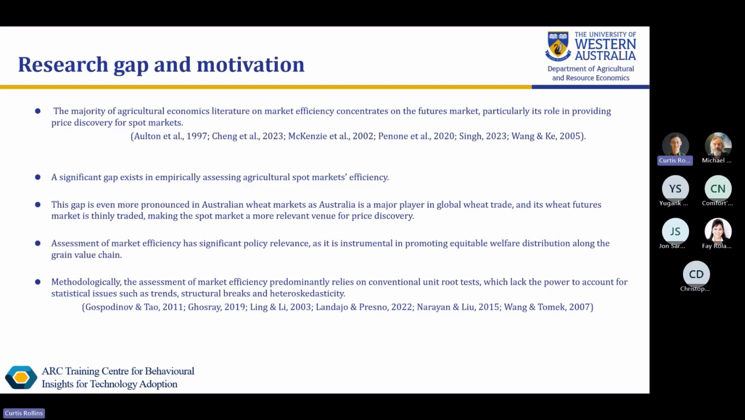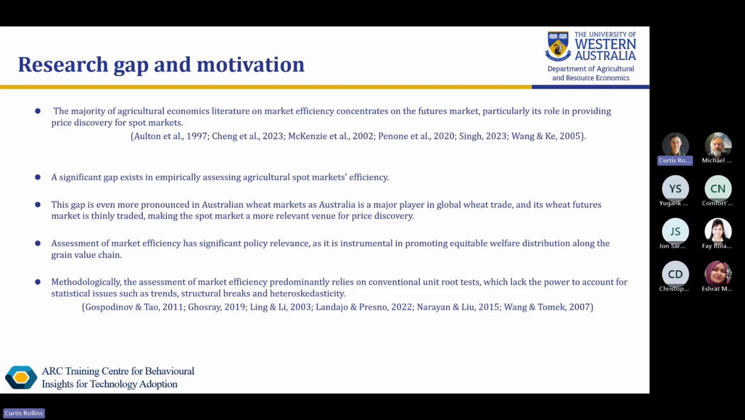This kind of assessment also has significant policy relevance because market efficiency is instrumental in promoting equitable welfare distribution along the grain value chain. Because if there is no efficiency, that means there is no competitiveness. In that case, some of the traders who have disproportionate access to information or technical capability to analyze this information can make abnormal profit, compromising the welfare of other market participants in the value chain.